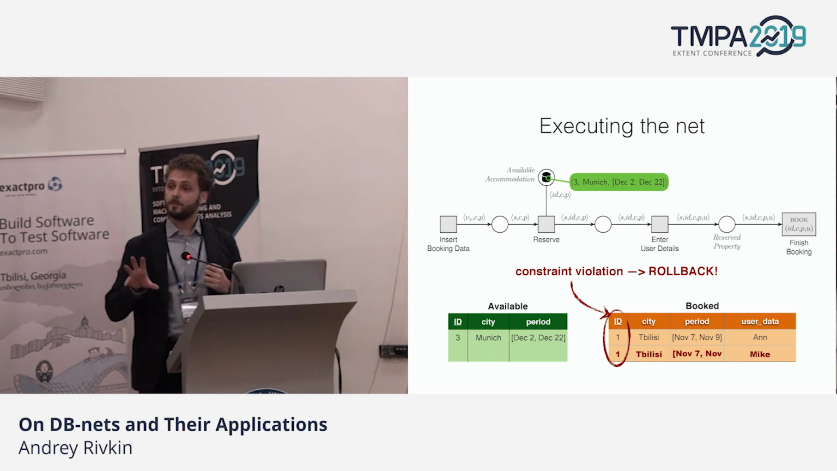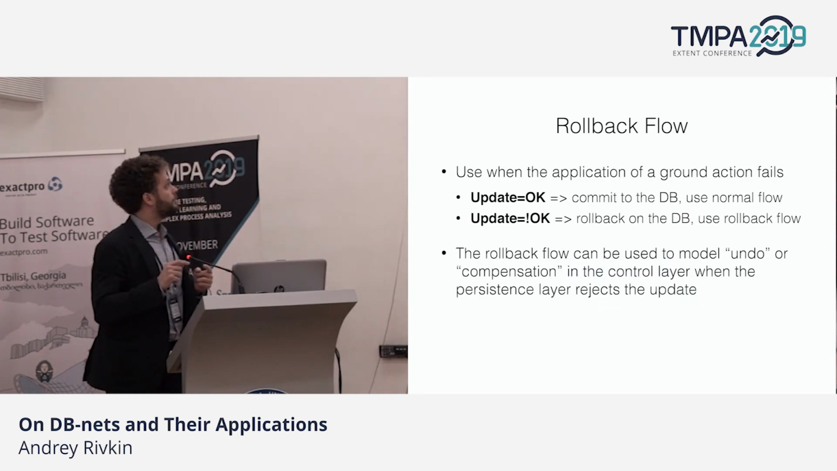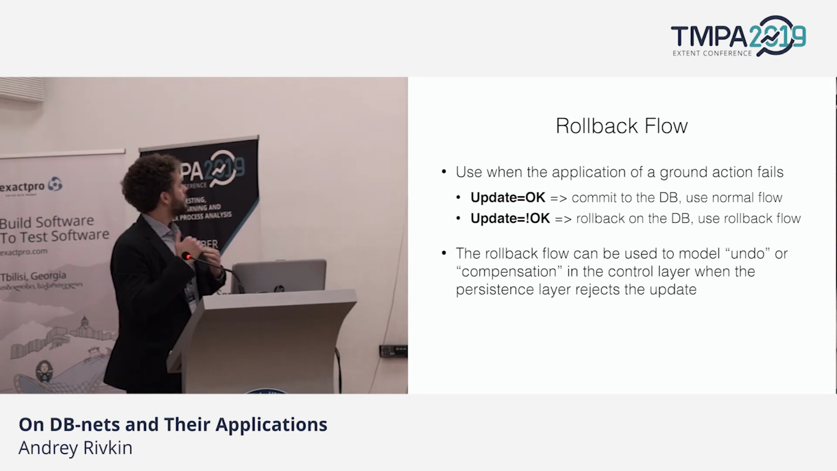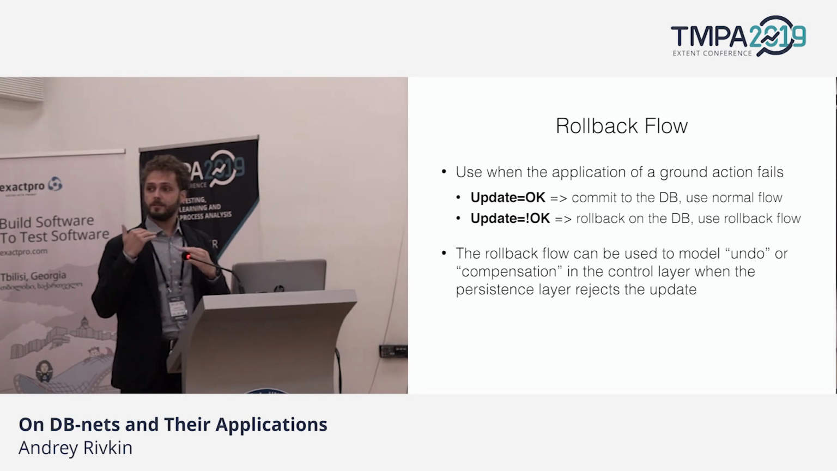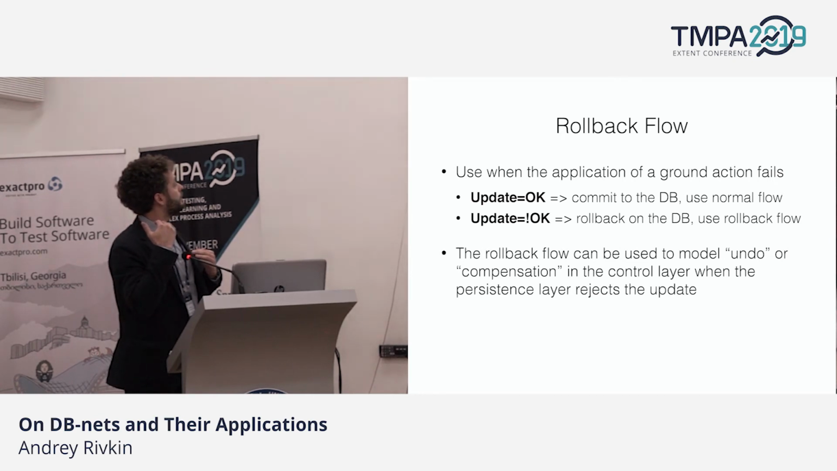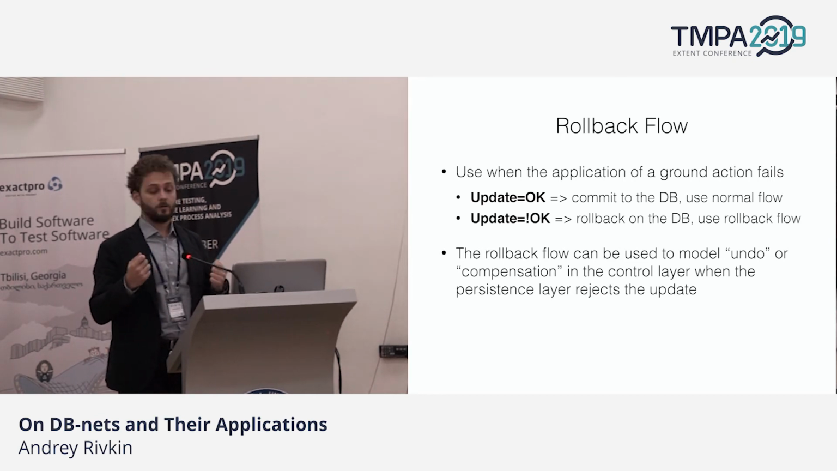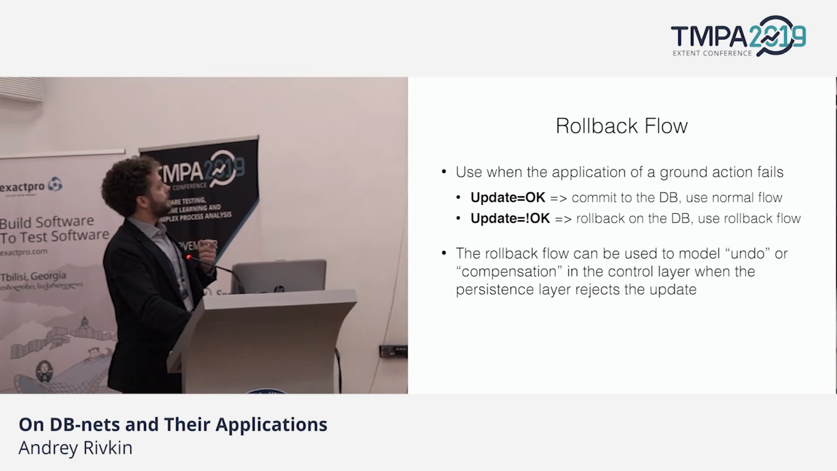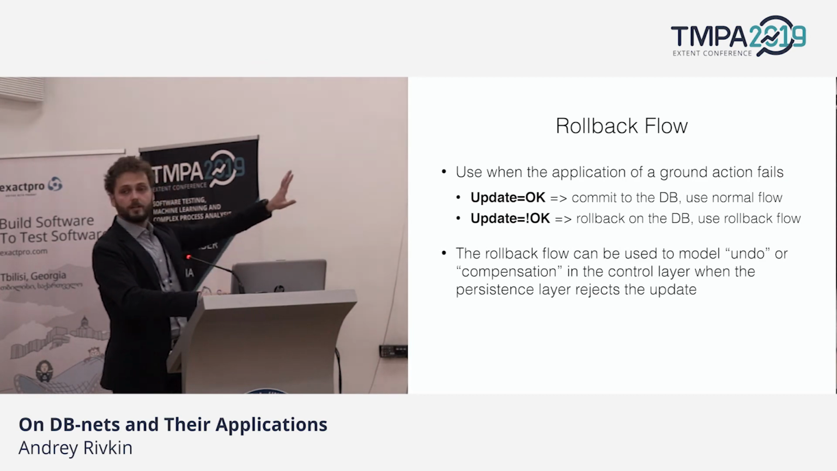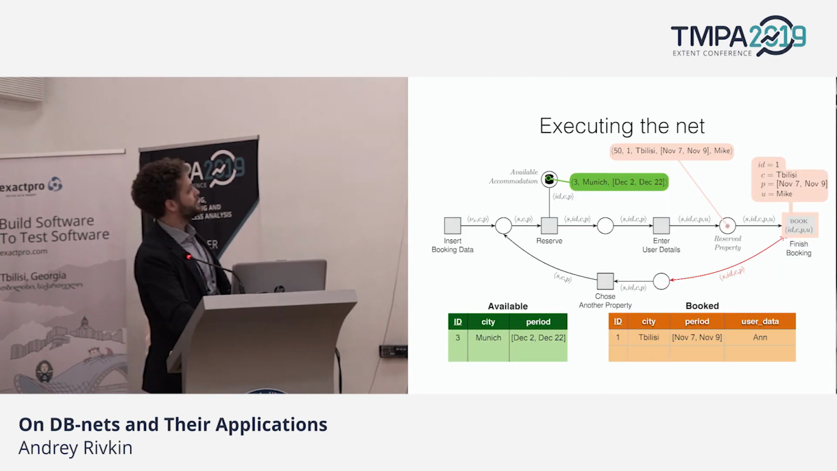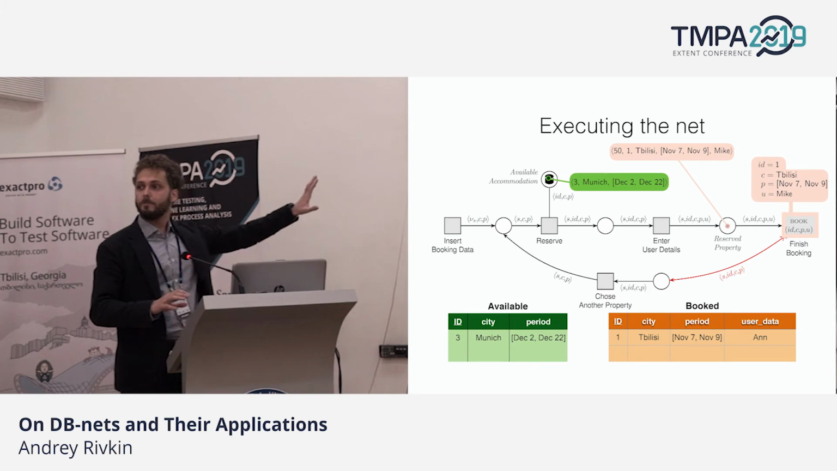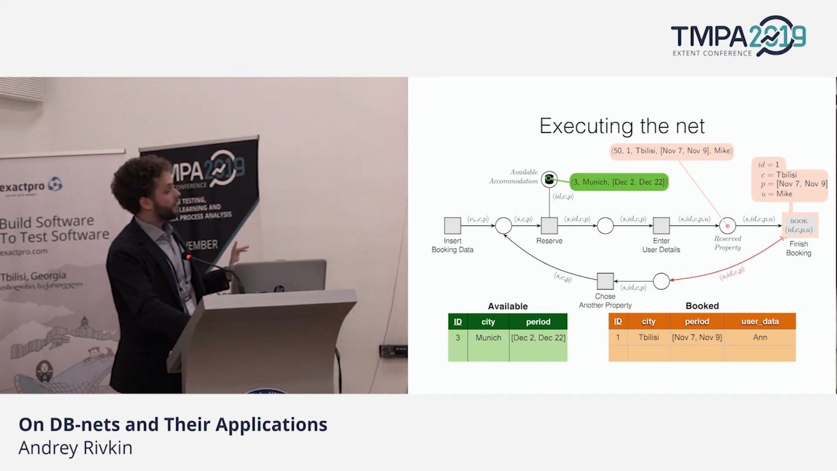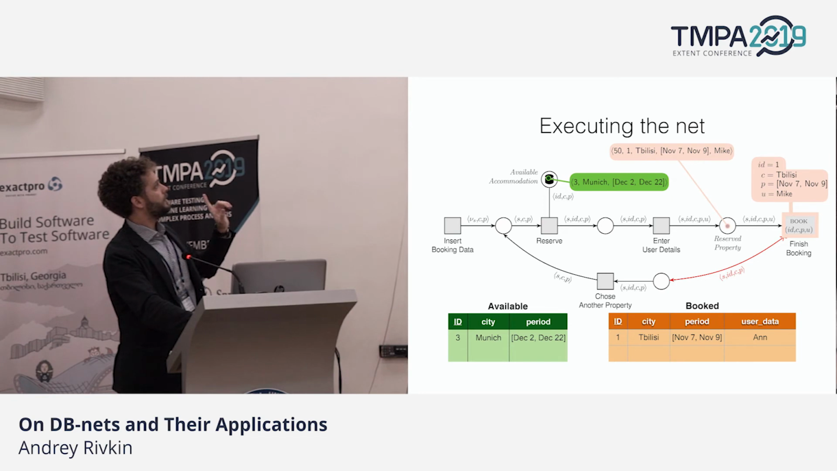So we're adding another element to our net, which is called the rollback flow. This is the flow that we can follow when the update on the database has failed, right? And actually, rollback flow can model a kind of undo or compensation in our net. And that's actually what happens here. So again, let's look into the thing. I added now the compensation flow here. So I'm going to tell Mike that now Mike should choose another property. And that is what's going to happen. So now Mike tries to book.